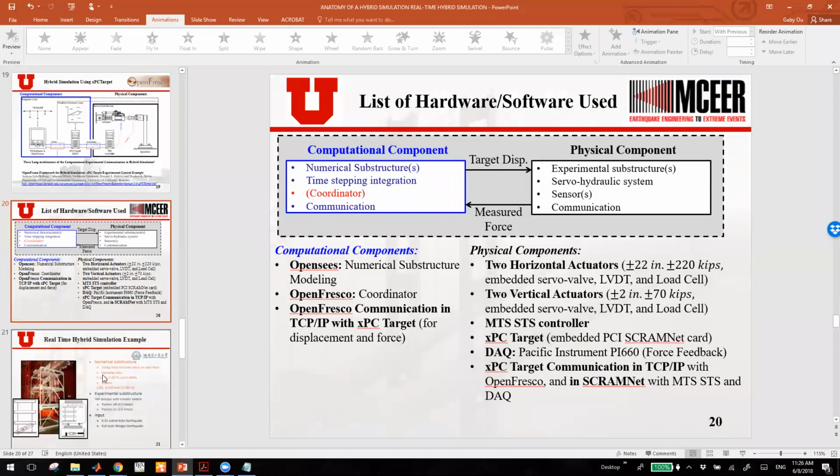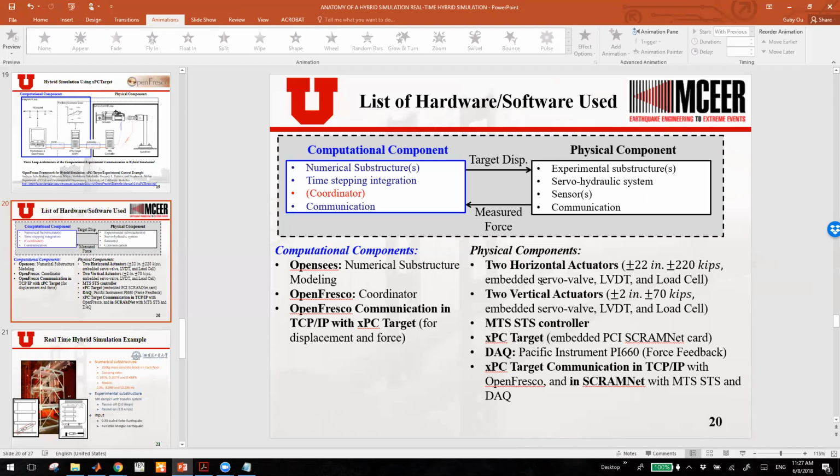And in summary, this is the list of hardware and software they used in this example. So on the computational component side, they use OpenSees for numerical substructure modeling, and they use OpenFresco for the coordinator. And then OpenFresco communicates with the PC target, which sends the displacement to the actuator and also receives the restoring force from the data acquisition system. That is through TCP/IP communication. And on the physical side, they have 4 actuators. 2 are horizontal and 2 are vertical.